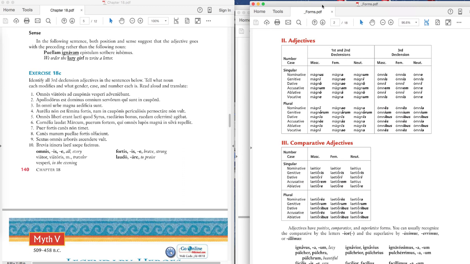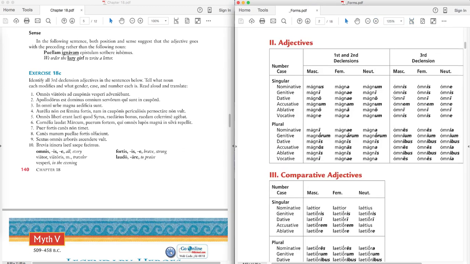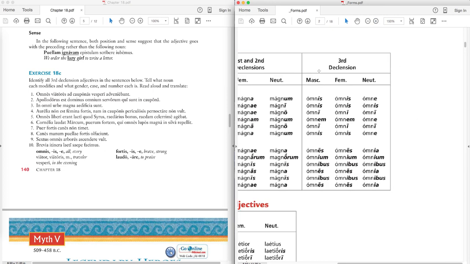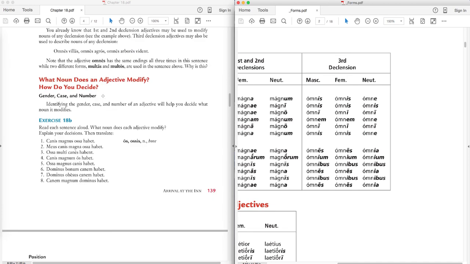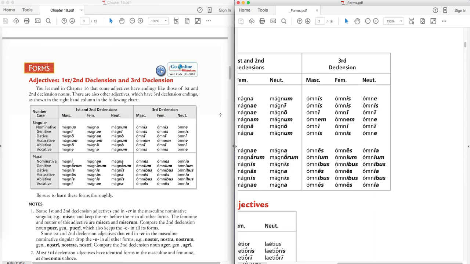So I've got on the right here, I'm going to blow this up a little bit since we're dealing strictly with third declension adjectives now. You see, omnis is the example, both in the textbook here for this chapter. I think omnis is used. Yeah, here it is. Okay, third declension. I'm circling it here. So this shows the forms for third declension adjectives in all three genders.